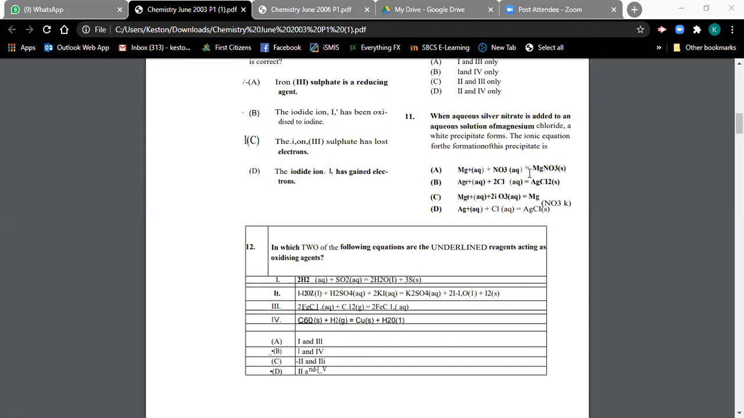The aqueous silver nitrate is added to an aqueous solution of magnesium chloride. A white precipitate forms. The ionic equation for the formation of this precipitate is, yeah, looking for AgCl. So the correct answer here is D. That white precipitate is silver chloride, and silver has a charge of plus, chloride has a charge of minus. So this is the correct thing here.